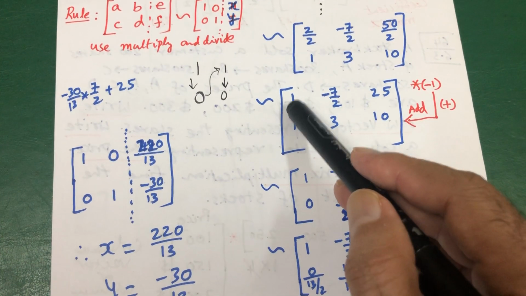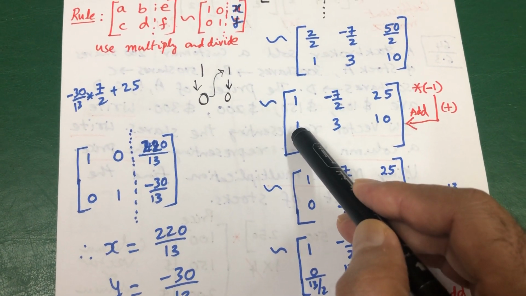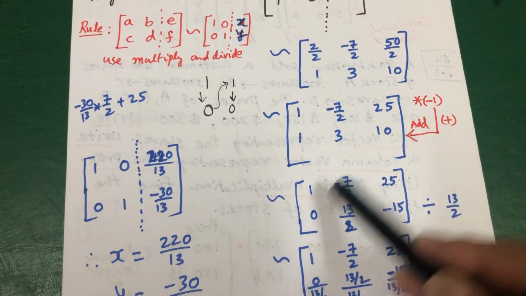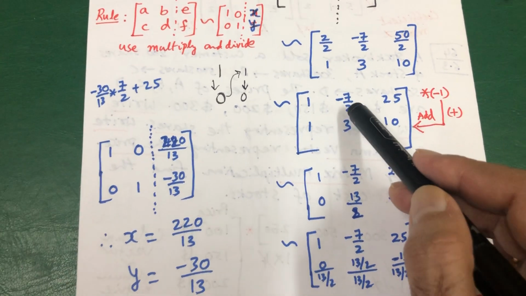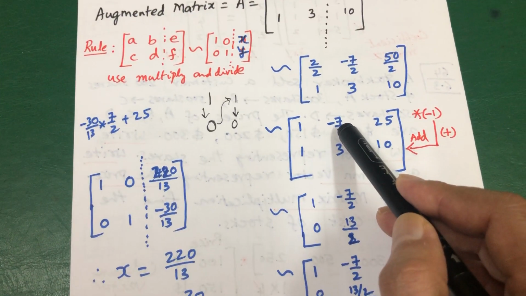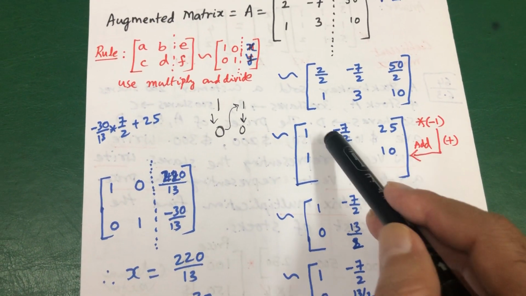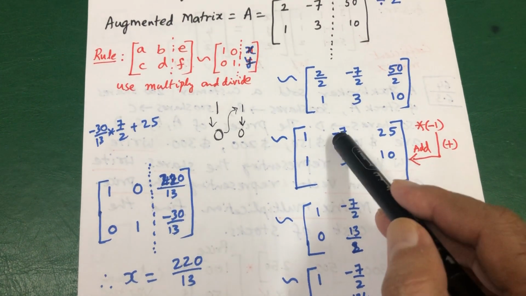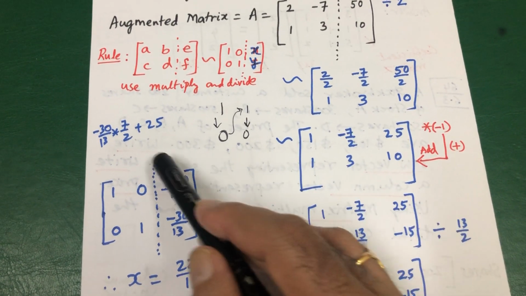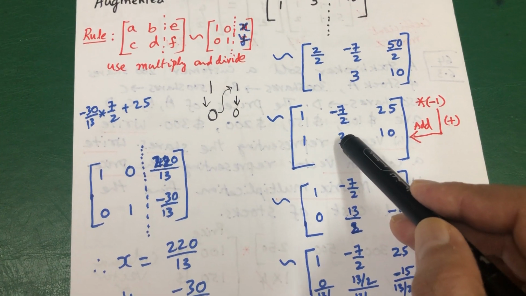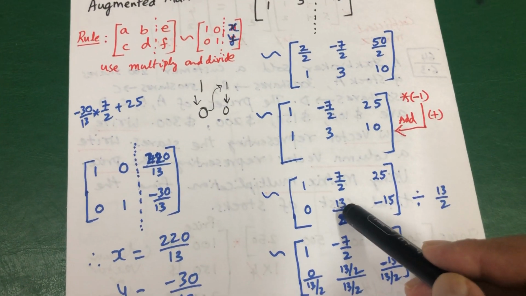For that I am multiplying by minus 1 and I am adding it here. So minus 1 multiply 1 is minus 1, plus 1 is 0. And then minus 1 multiply 7 over 2, that is plus 7 over 2. Minus 1 multiply 7 over 2, plus this I will bring and add here 3. Minus 1 multiply 7 over 2 plus 3. How much will this be? 13 over 2.